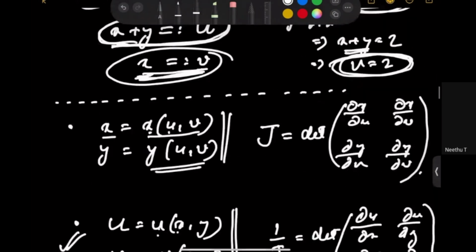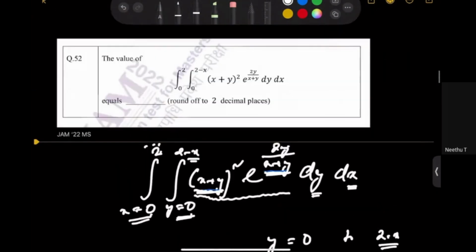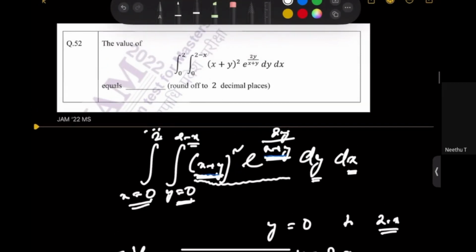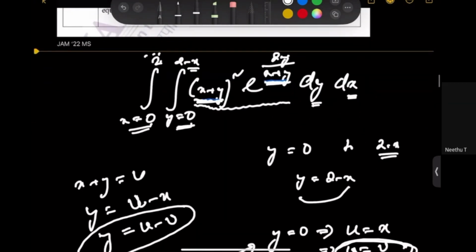Guys, is it clear how we have found the clue and how we tried to solve this? Would anyone like to ask any question regarding this problem? If anyone has any doubt, any problem, you can ask.